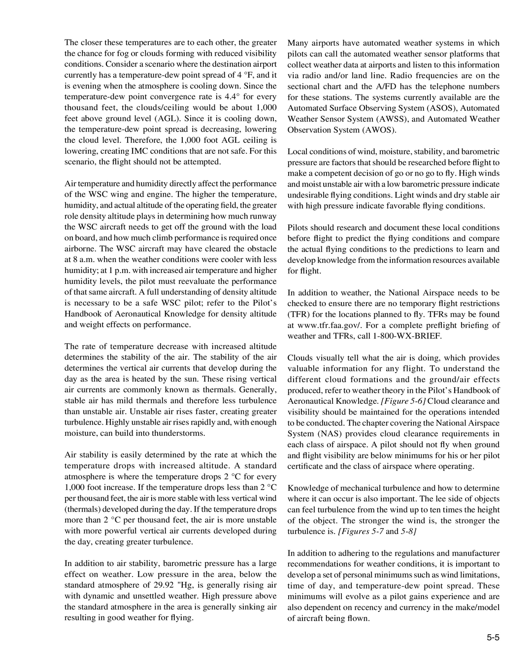Air stability is easily determined by the rate at which the temperature drops with increased altitude. A standard atmosphere is where the temperature drops 2 degrees Celsius for every 1,000 foot increase. If the temperature drops less than 2 degrees Celsius per 1,000 feet, the air is more stable with less vertical wind thermals developed during the day. If the temperature drops more than 2 degrees Celsius per 1,000 feet, the air is more unstable with more powerful vertical air currents developed during the day, creating greater turbulence.